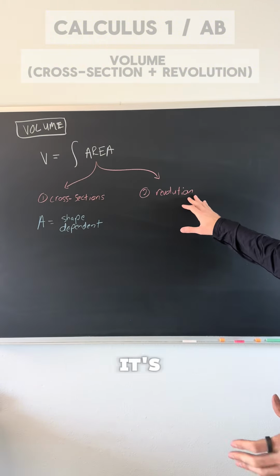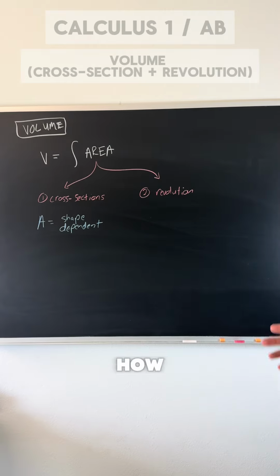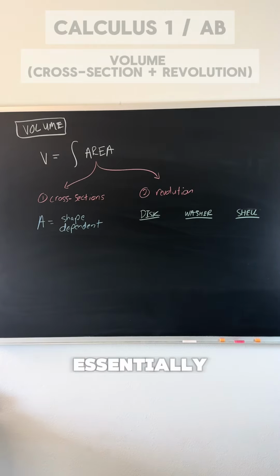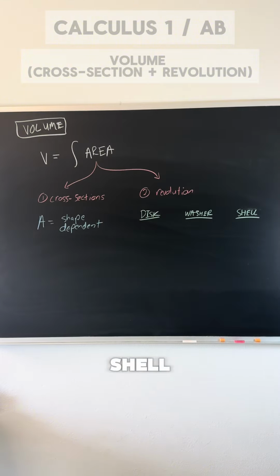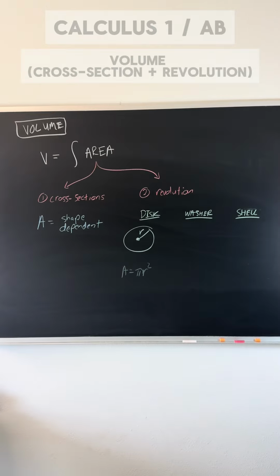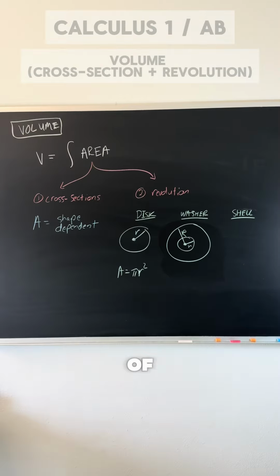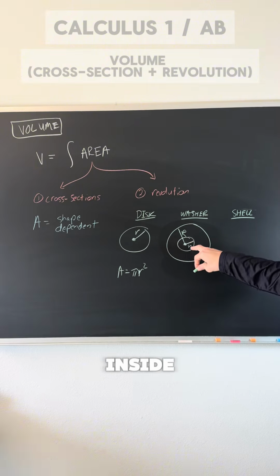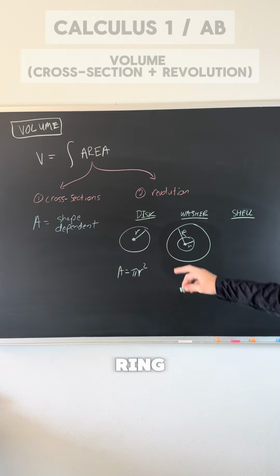But with revolutions, it's a little bit different because we can actually produce different shapes depending on how we rotate. We essentially have three options. We can either revolve using a disc, a washer, or a shell. For a disc, we simply have a circle with some radius little r, and therefore the area formula would be pi r squared. In the case of a washer, which is like a donut, the inside circle is missing. It's been removed or deleted, and so we only care about this outer ring.